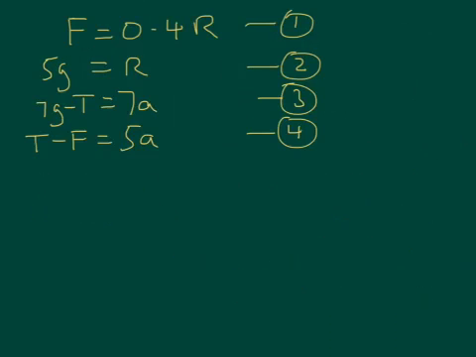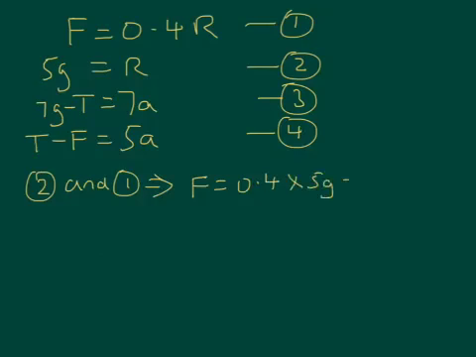It's very easy to get this in a complete mess because solving 4 simultaneous equations can be a little bit tricky. So it's very important you write down what you're doing. So let's put equations 2 and 1 together. Instead of writing R, I can write 5G. So I get F equals 0.4 multiplied by 5G. 0.4 times 5 is 2, so that means F equals 2G. And that we're going to call equation 5.